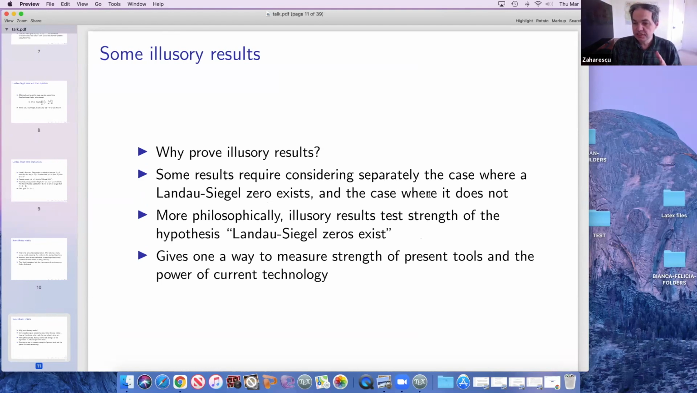Some results require considering separately the case where a lambda equals 0 exists and the case when it does not. So then it's useful to make this distinction. And let's say more philosophically, such results test the strength of the hypothesis that lambda equals 0 exists. And also give a way to measure the strength of present tools and power of current technology.